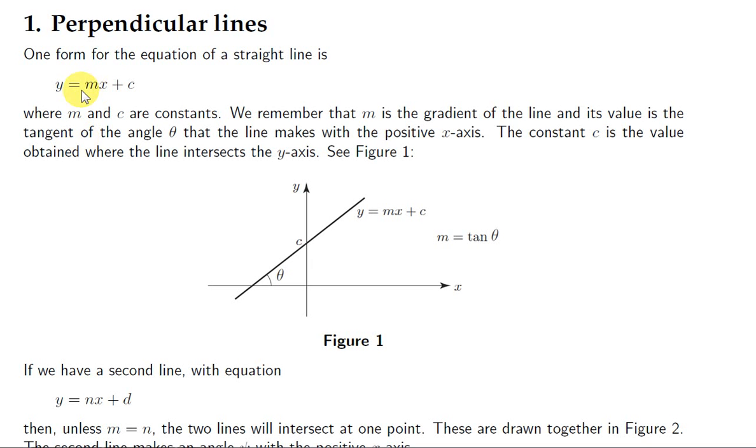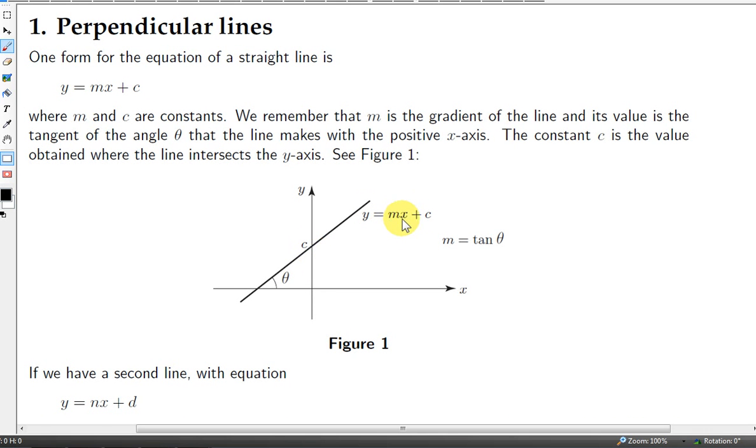One form for the equation of a straight line is y equals mx plus c. c is the y-intercept of the line. We can see that if we set x equal to 0, we get y equals c. So when x is 0, y is c.